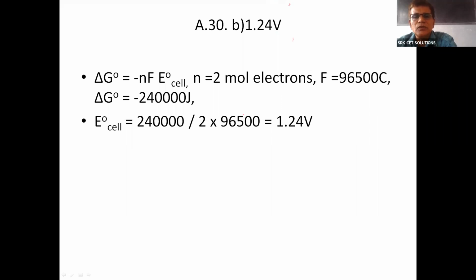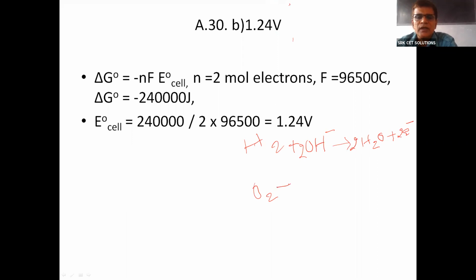The two gases, hydrogen and oxygen. What else is used here is the OH minus. Alkali will be used in the cell. It is H2 plus 2OH minus gives 2H2O plus 2 mole electron.